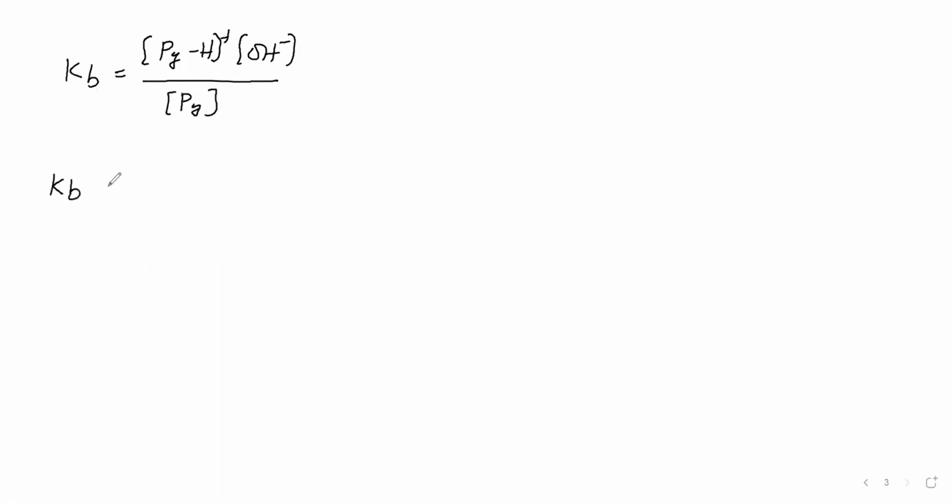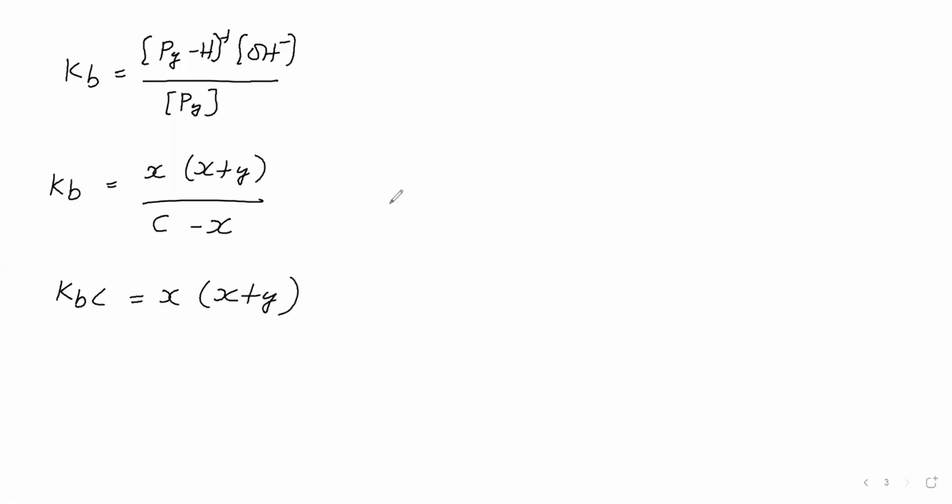In this Kb, we will take this concentration as x. This concentration we have written as x plus y. This concentration we will take as the initial concentration C minus x molar reacted. This x we are neglecting with respect to C, so we get KbC equal to x times x plus y. Here we have taken the assumption that C minus x is nearly equal to C. Why? Because otherwise we will get a cubic expression. That's why we have neglected it, and in this case it is correct to neglect. So we got the expression KbC equal to x into x plus y.